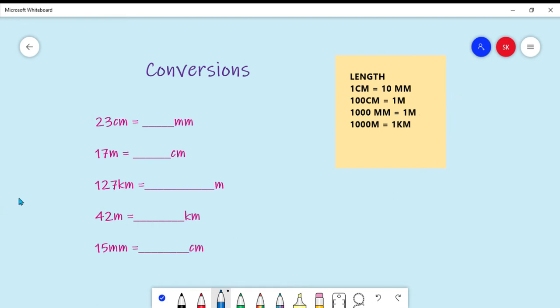Moving to the first question, 23 centimeters is equal to how many millimeters? Here it shows 1 centimeter is 10 millimeters. So essentially to get from centimeters to millimeters, we have to times by 10. So what we do to get 23 centimeters to millimeters will be times 23 by 10. 23 centimeters times by 10 would give us an answer of 230. So 230 is our answer, 230 millimeters.